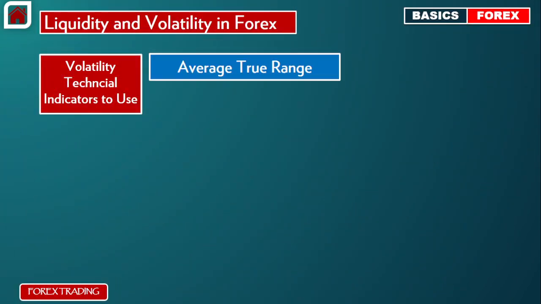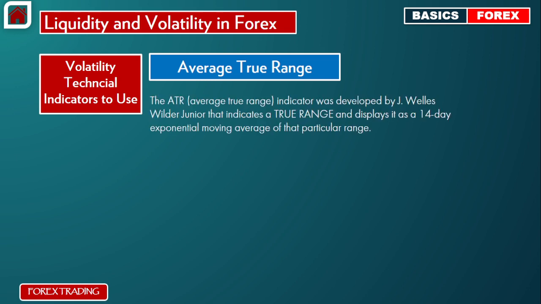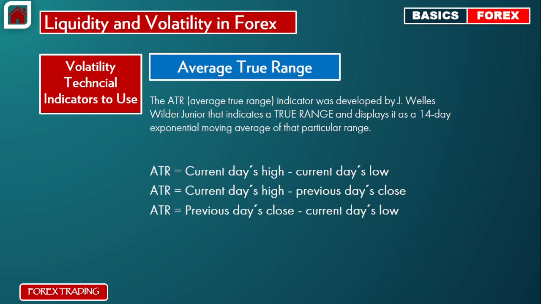And then what technical indicators can we use to assess or anticipate volatility in a currency pair? Number one, we have average true range. Average true range, or ATR indicator for short, was developed by J. Wells Wilder Jr. that indicates a true range and displays it as a 14-day exponential moving average of that particular range. So this is the formula, this is how we determine average true range. We take the current day's high minus the current day's low, then the current day's high minus the previous day's close, and then the previous day's close minus the current day's low. So this is how we actually determine average true range.